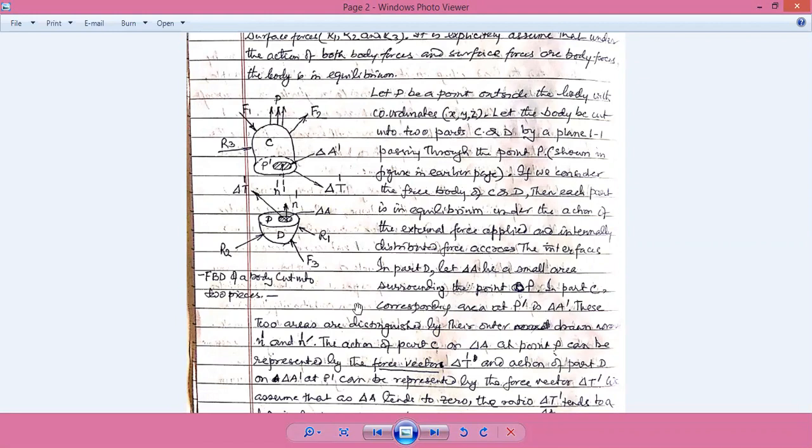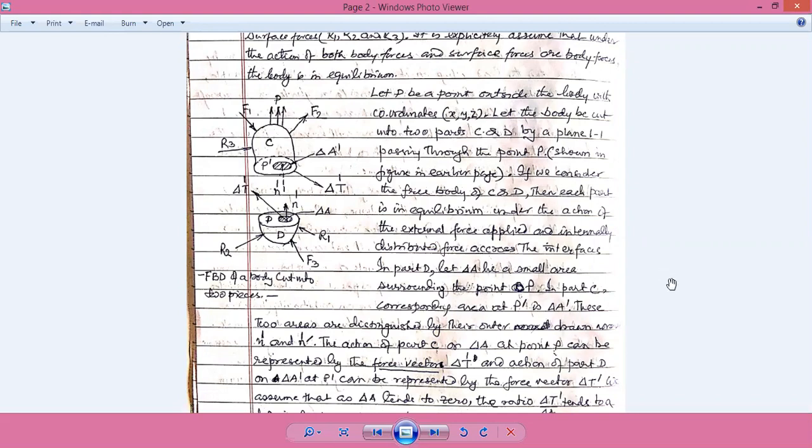Similarly, the body part D is subject to the external forces, say R, F2, R1, etc., and all these actual external forces are balanced, or body D is kept in equilibrium, by another imaginary force delta T. That is equal to delta T, because they are supporting each other, cancelling each other, but acting opposite to each other.